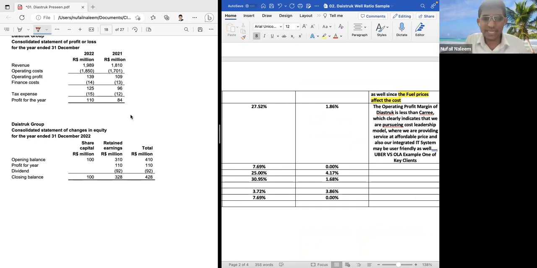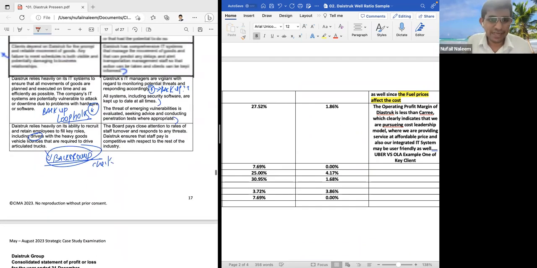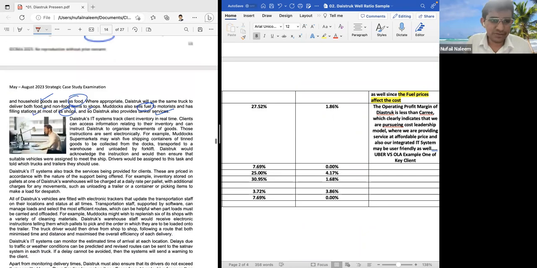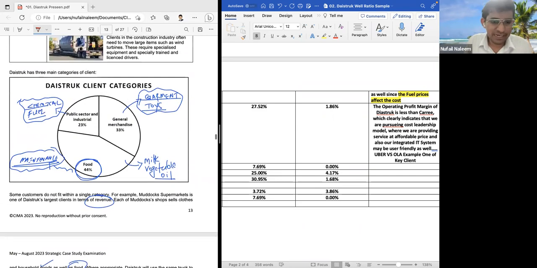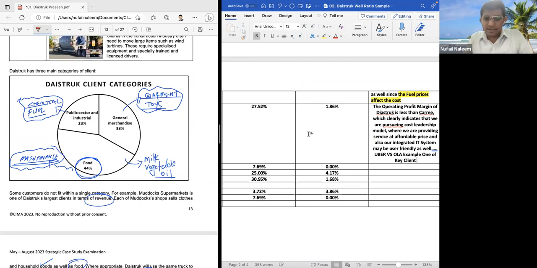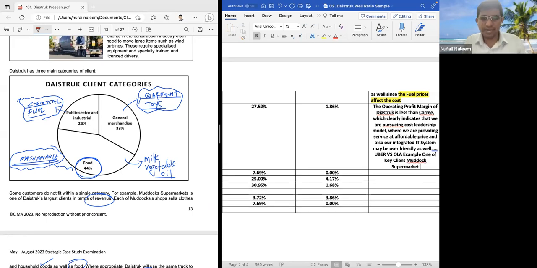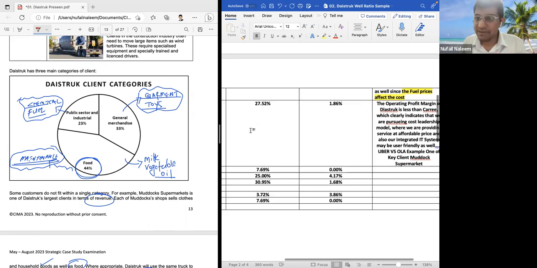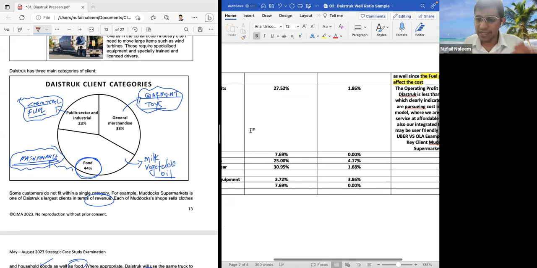What is the name of our key client, students? You should know this as a finance manager. The name of our key client was Mudak. So can I write down here, Mudak Supermarket? Indirectly, they are saying Mudak is very happy with us because we provide them with all the service as well. So one reason that our competitor may be doing well, we are having the fully loaded one, but we are effectively having something better.